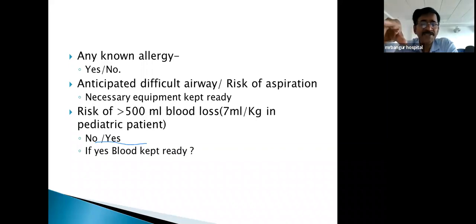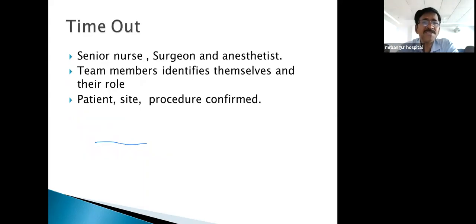The nurse should confirm with the anesthetist whether this patient has any possibility of more than 500 ml blood loss, or in children 7 ml per kg of blood loss. If no, fine. If yes, ensure that the patient has a second IV line and check whether the blood has been kept ready or not. Once this is done, the nurse will loudly say, sign-in is over, anesthesia can be given.